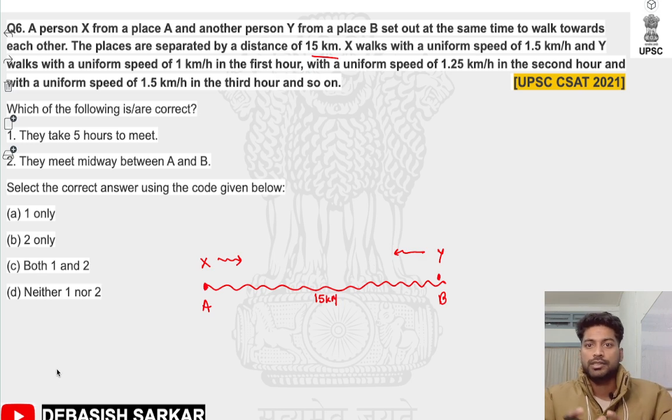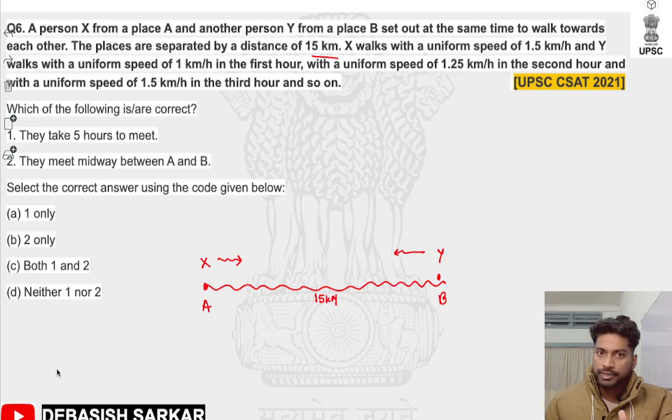X walks with a uniform speed of 1.5 and Y walks with a uniform speed of 1 kilometer per hour in the first hour, with the uniform speed of 1.25 second hour, and third hour 1.5. Like every time 0.25 is increasing. So first take that. देखो, after 1 hour Y will complete 1 kilometer. Sorry, 1.5. Second hour, नहीं रे 1 kilometer. Sorry, first hour it's 1 kilometer.